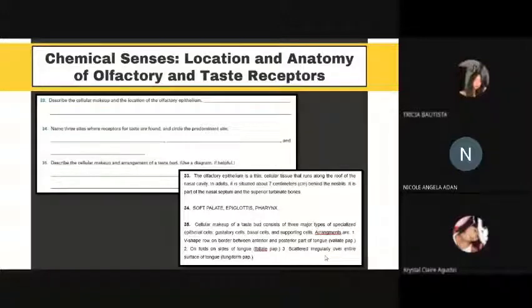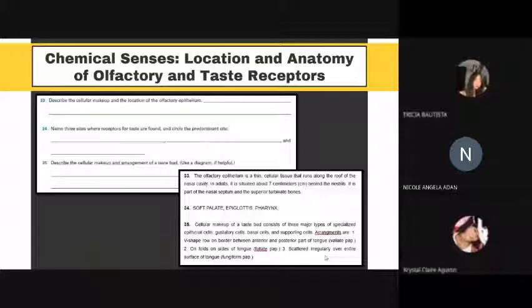Number 34. Name 3 sites where receptors for taste are found and circle the predominant site. We have the soft palate, epiglottis, and pharynx. Number 35. Describe the cellular makeup and arrangement of a taste bud. Use a diagram if helpful.